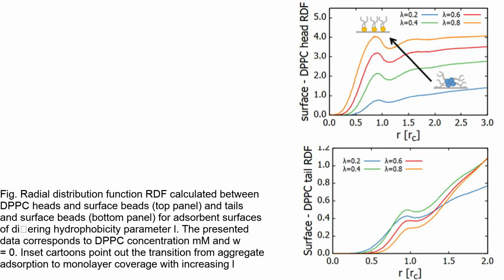Figure 9 in the paper shows the adsorption of DPPC, dipalmitoylphosphatidylcholine, on adsorbent surfaces of differing polarity. The x-axis represents the surface hydrophilicity parameter, while the y-axis represents the surface density of adsorbed DPPC. The figure includes two panels. The top panel shows the adsorption of DPPC head groups, while the bottom panel shows the adsorption of DPPC tails. The significance of Figure 9 is that it demonstrates the different adsorption regimes observed on hydrophilic and hydrophobic surfaces.